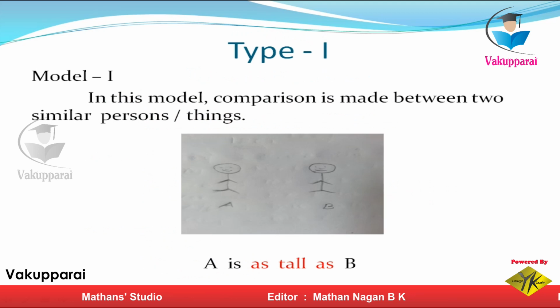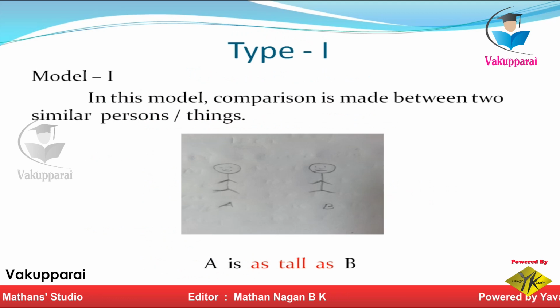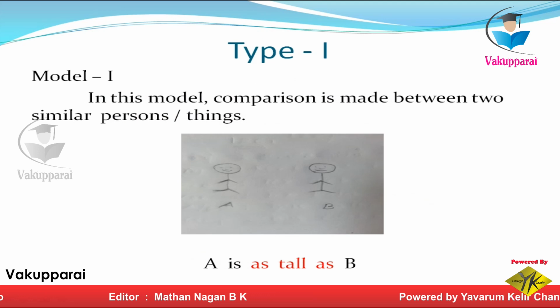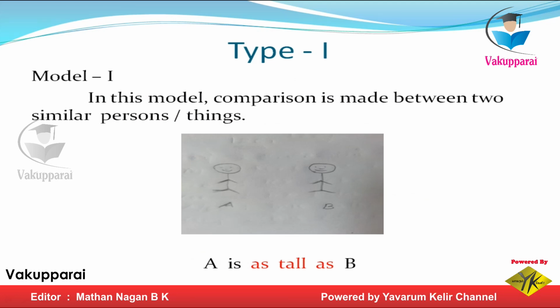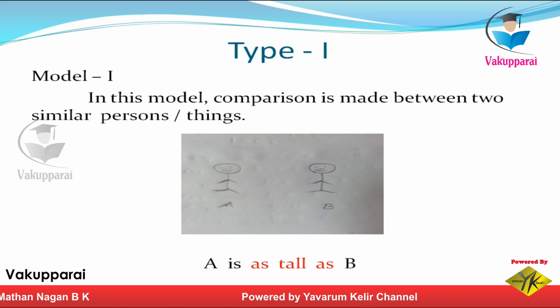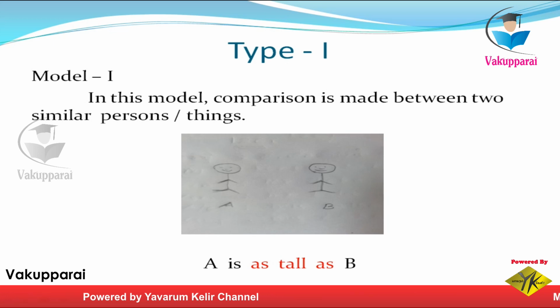Next, type 1, model 1. In this model, comparison is made between two similar persons or things. Here I portray this in the picture. There is the picture called A and B. Both A and B are in the same height. They are equal in height. So we can say that A is as tall as B. So here we compare two equal persons. A is as tall as B.